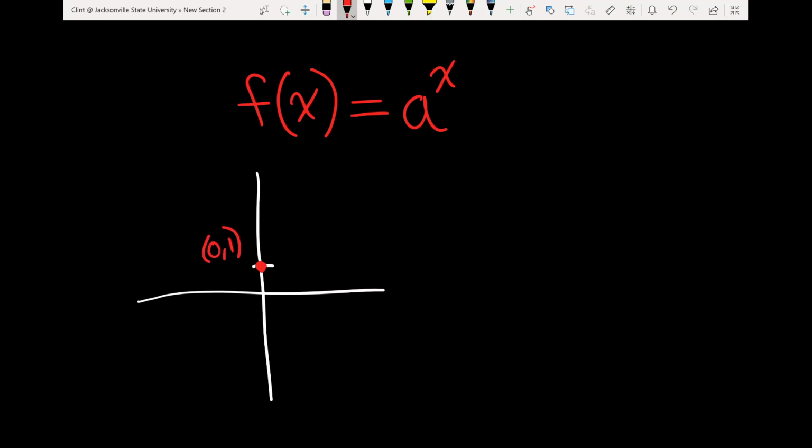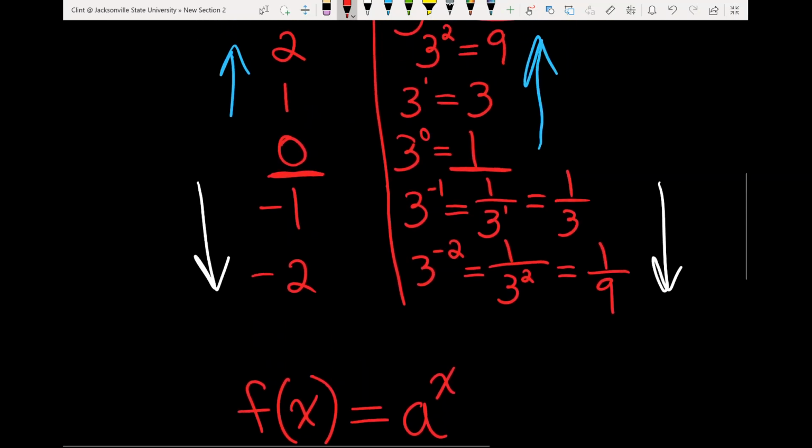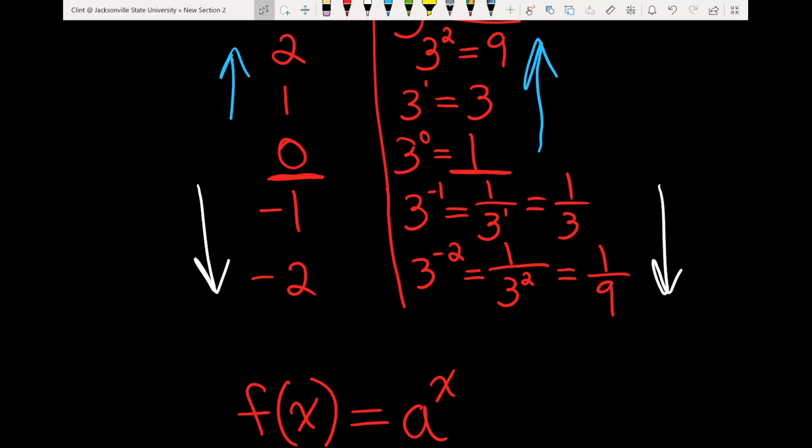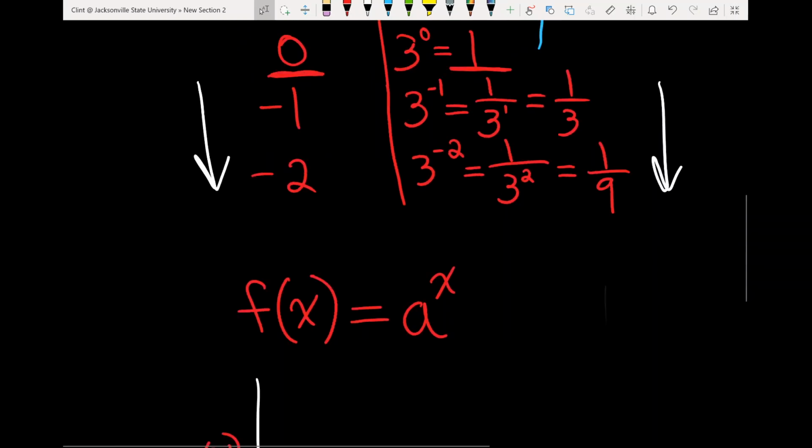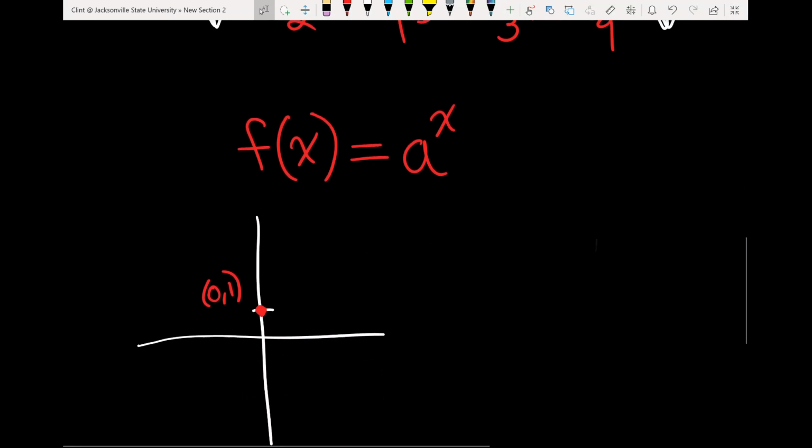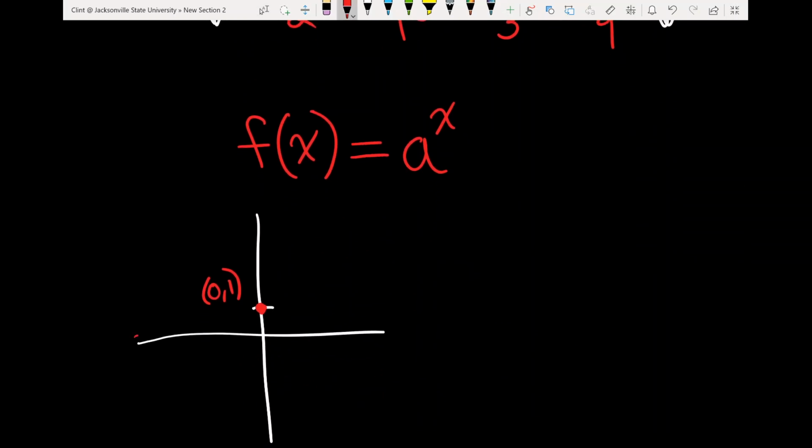And we said as we move to the right, our y values get bigger, and as we move to the left, our y values get smaller. But notice one thing about our y values is they're not negative. They're getting smaller, but they don't go negative. So in general, our exponential function is going to look something like this.